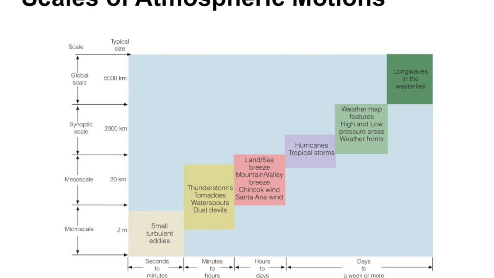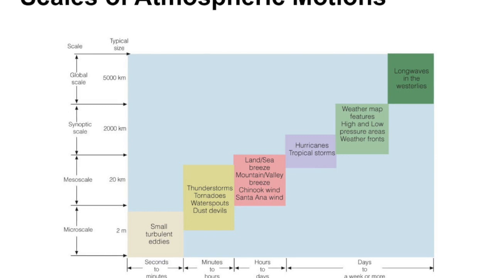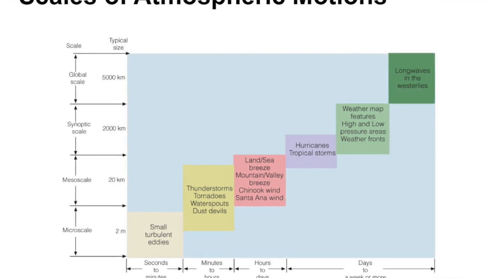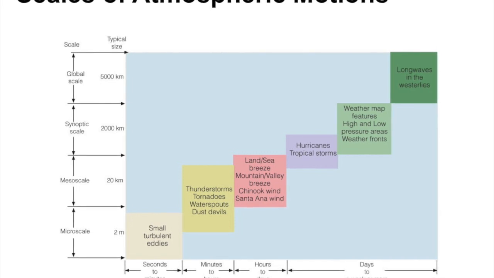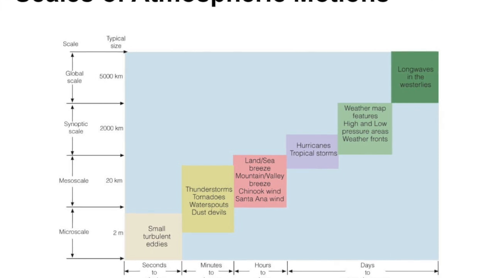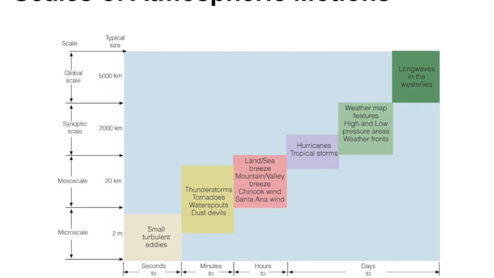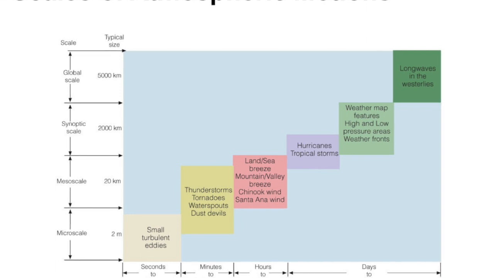Then we go into the hour to day temporal scale, which includes the land or sea breeze and mountain or valley breeze, and this atmospheric motion is within a scale of 20 kilometers. As we go down to smaller scales, we see the thunderstorms, tornadoes, waterspouts, and dust devils, and that lasts between minutes to hours, which has a scale of up to 20 kilometers down to just a few meters.